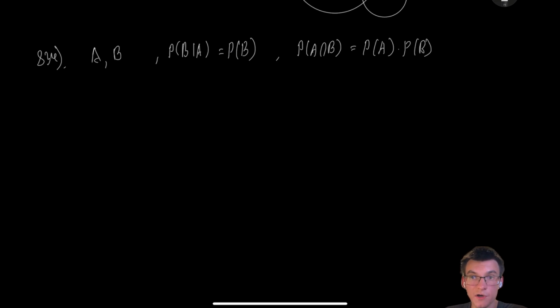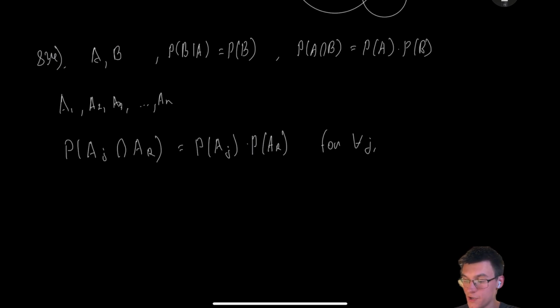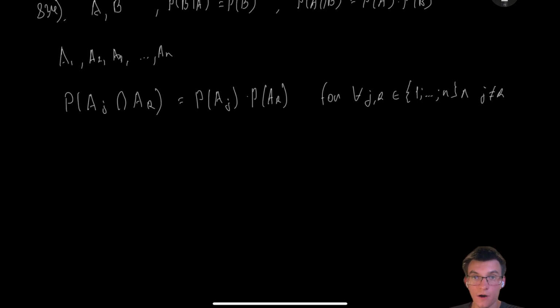This can also be extended to the case when we have three or more events. Let's suppose we have the events A1, A2, A3, and until An. These events are said to be independent only when they are pairwise independent. That means that for any two possible events, Aj intersection Ar equals the multiplication of these two probabilities, the probability of Aj times the probability of Ar, for any possible j and r which belong to the set from 1 until n, and at the same time j does not equal r. So that's it. Each of these possible events is independent.